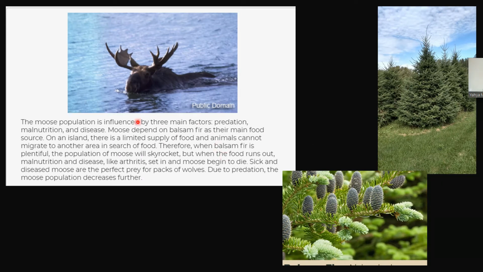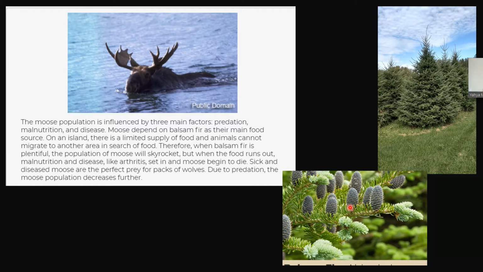So it's saying that the moose population is affected by different things. You have predation, predators like the wolf, malnutrition, and disease. So if the number goes down, it doesn't mean that more wolves are killing off the moose. It could be that they're not getting the nutrition they need, or there's some kind of new disease that's killing them off. So they eat the leaves off of this tree. It's called the balsam fir. It looks like this, and this is the individual leaves. I guess these are cones, like the seeds or whatever.